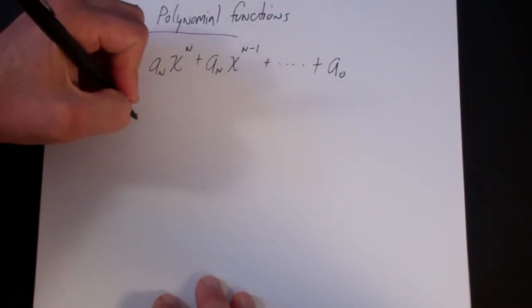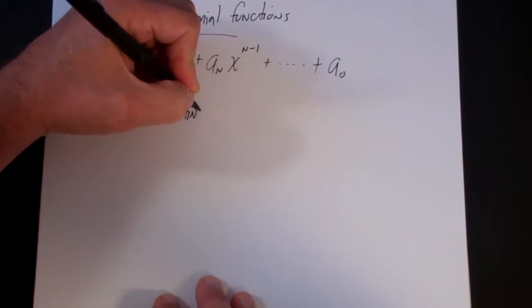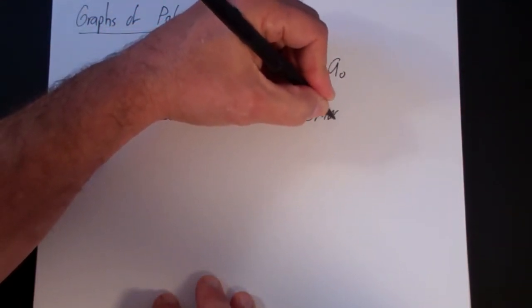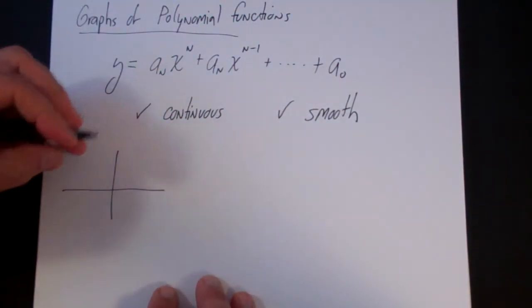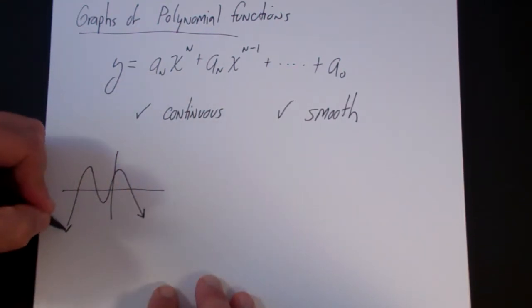One thing that's true is the graph will be continuous. And the second thing is it will be smooth. Let's talk about what continuous and smooth are. Continuous, remember, is simply a function which can be drawn without lifting your pencil up. So here's an example of continuous.